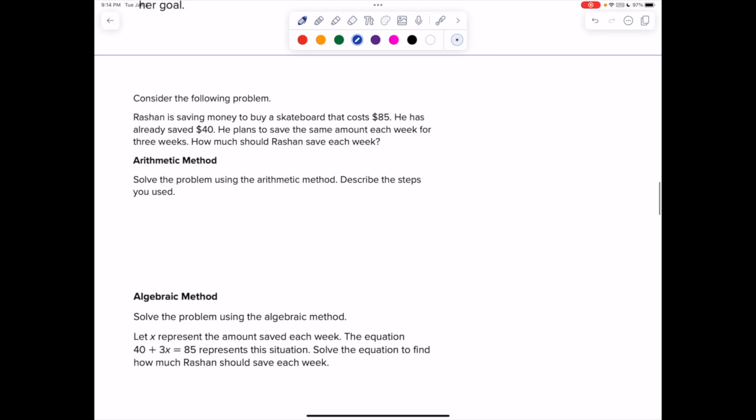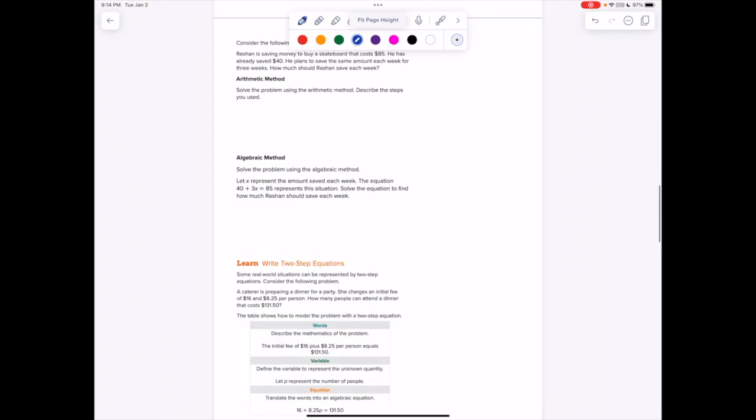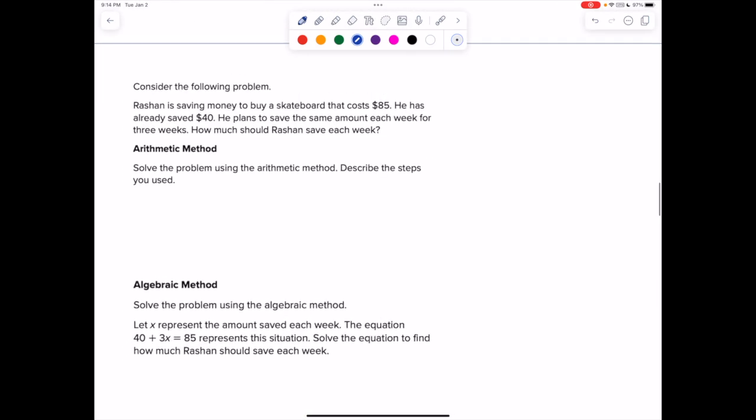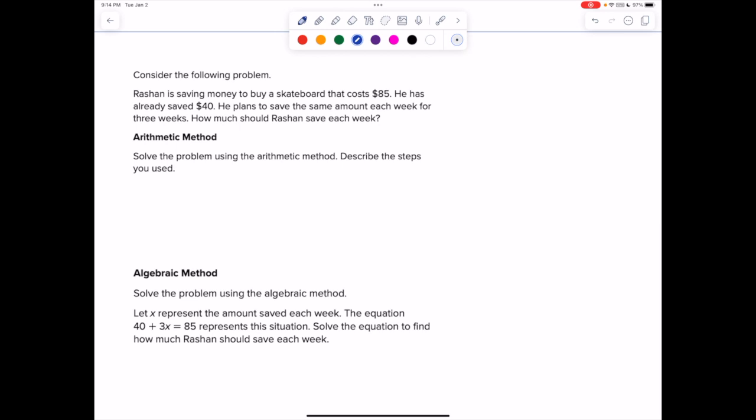So I want you to give this a shot here. We'll look at the 2 methods, okay? But that'll really be the last time we do that. Then we'll be focusing just on the algebraic.